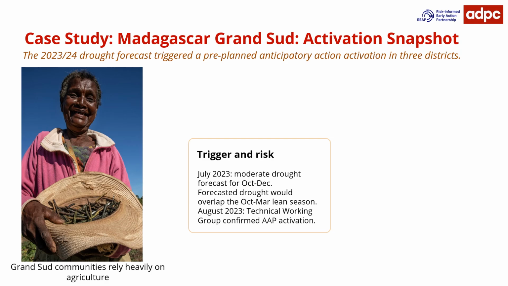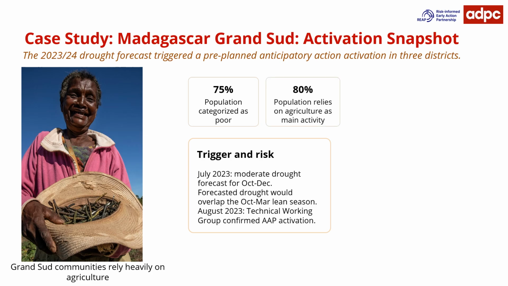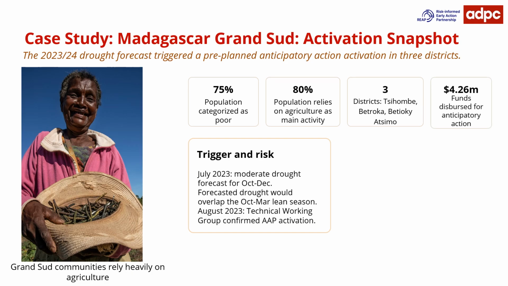Grand Sud communities rely heavily on agriculture. Key figures: 75% of the population is categorized as poor. 80% of the population relies on agriculture as their main activity. The activation covered 3 districts, Sihome, Betroka, and Batayaki-Atsimo. And $4.26 million in funds were disbursed for anticipatory action.